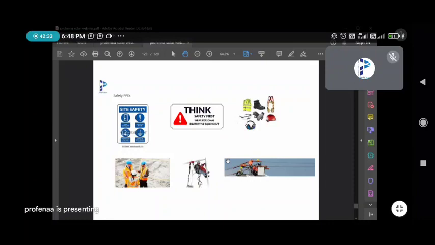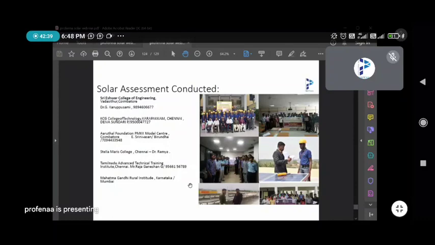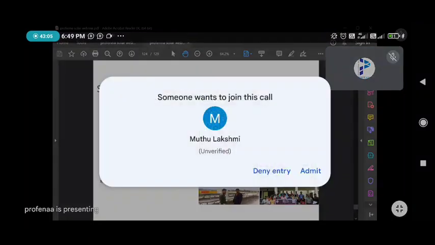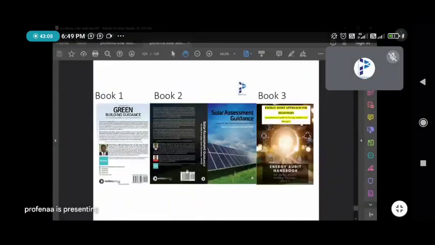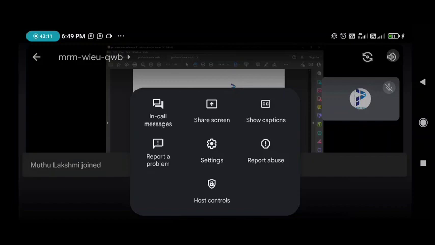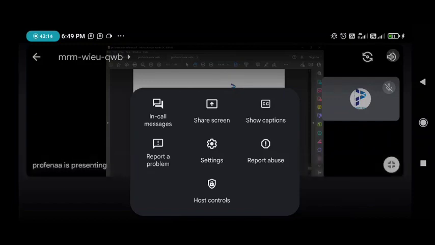These are the safety devices which will protect humans. So what are the assessments which we have conducted at Profenaa Technology? These are the assessments which I have done in Coimbatore, and in Chennai also we have done so many assessments. See, one of the students will be taught solar installation, how we are going to install and how we are going to measure it. And these are the sessions where we introduced the solar rooftop system and designer system, and Surya Mitra system also was conducted. So these are the 3 books which we have published. Especially for solar, you may refer to these books. These books will be helpful to crack the Surya Mitra exam.